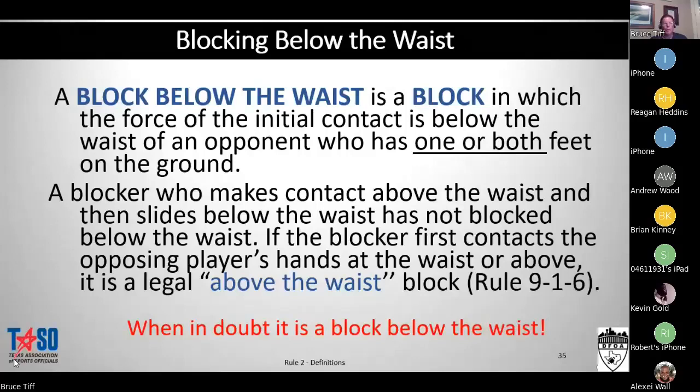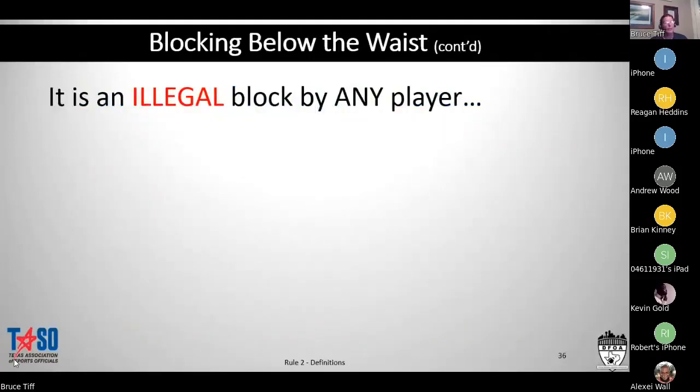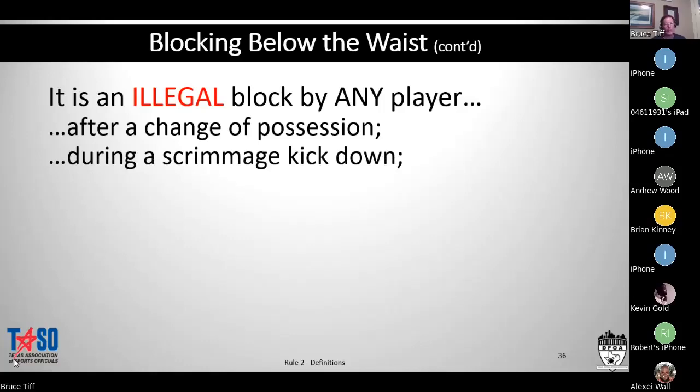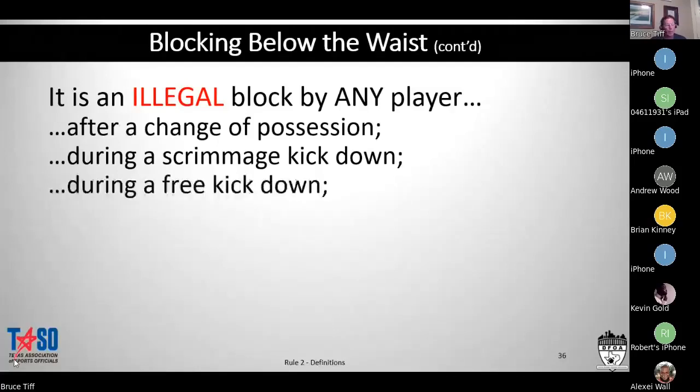All right, blocking below the waist is illegal. It is an illegal block by any player, and here are the scenarios. After we've had a change of possession, so a turnover or something. During a scrimmage kick down, so if we had a field goal or a try or a punt, there is no blocking below the waist by anybody on the field. That's Team A or Team B. During a free kick down, so if we're kicking off, we can also not block below the waist.